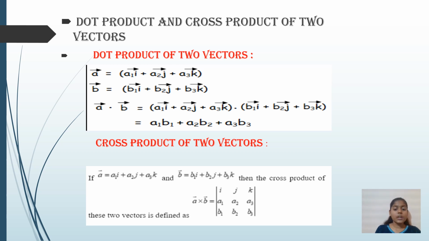Next, cross product of two vectors. If a bar is equal to a1 i cap plus a2 j cap plus a3 k cap and b bar is equal to b1 i cap plus b2 j cap plus b3 k cap, then the cross product of these two vectors is defined as a bar cross b bar is equal to the determinant with first row i j k, second row a1 a2 a3, third row b1 b2 b3.